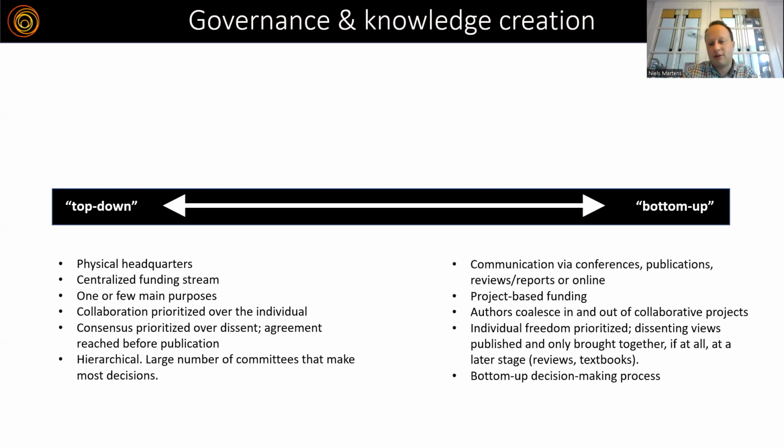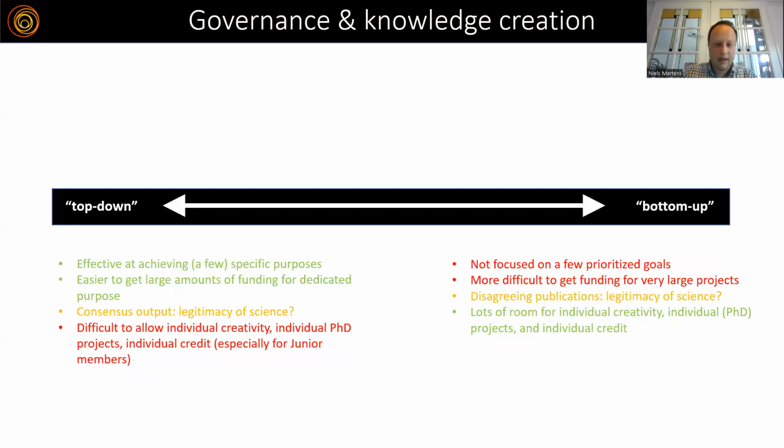Then the bottom-up collaborations often don't have physical headquarters, and communication is much more indirect and diffuse: conferences, publications, etc. Authors coalesce in and out of collaborative projects, and there's a lot of freedom for the individuals, as long as they can obtain funding to pursue whatever research line they think is most fruitful. Now, both types have benefits and drawbacks.